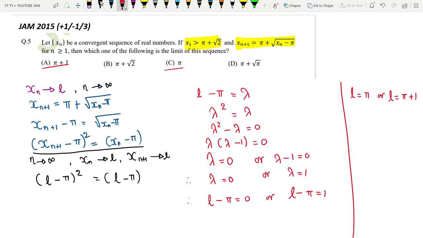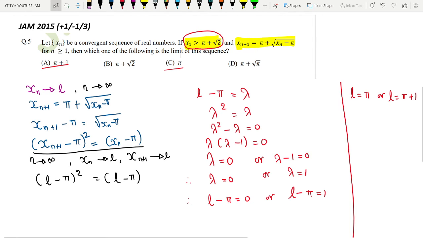And since we know that if the sequence is convergent, it converges to a unique point, it could not be both of them. So there must be something given based on which I should be able to say that one of the options is not possible, hence the other option should be possible. Can you observe what that thing is? This is something that we haven't used yet, right?